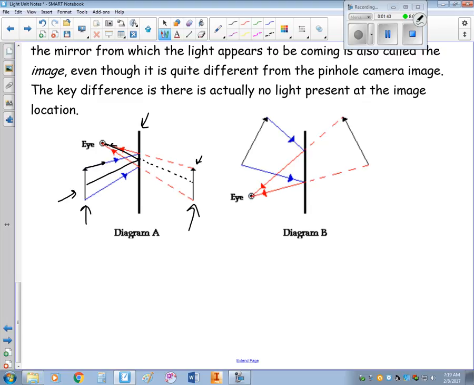So that's one diagram. Here's a second diagram showing the same thing, just showing you how we can follow light. This is called a ray tracing diagram. What we're doing is we're just mapping out where the rays of light go, and it's a very useful tool for helping us study different types of mirrors.